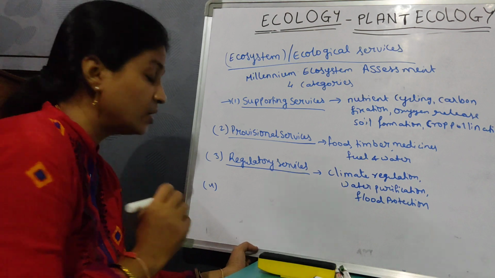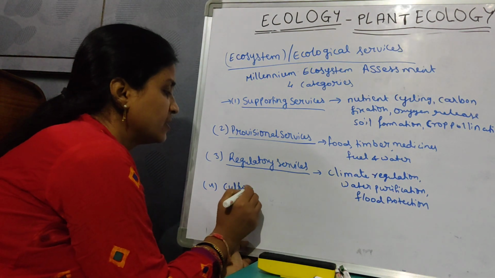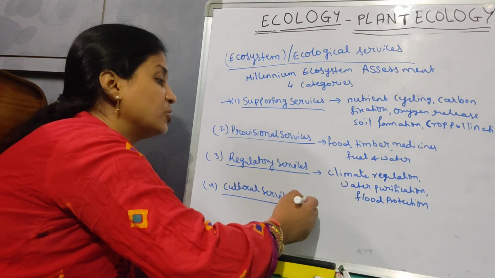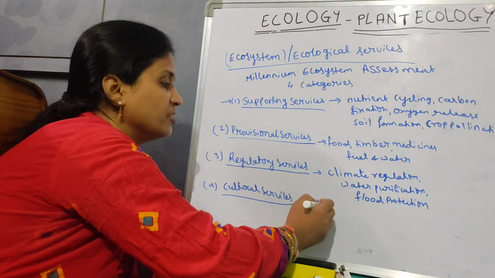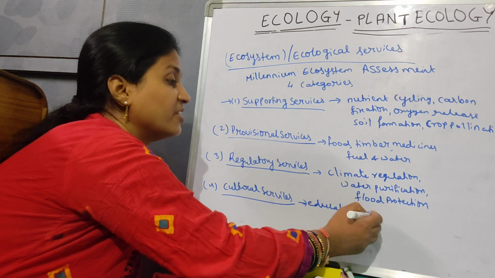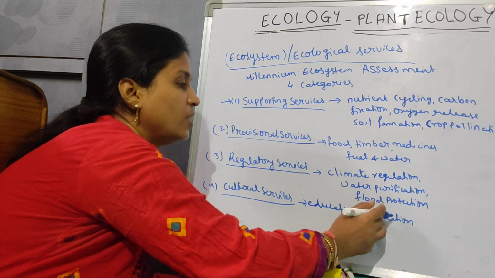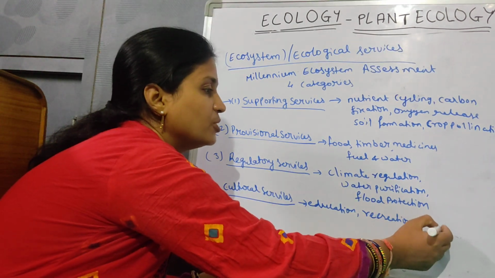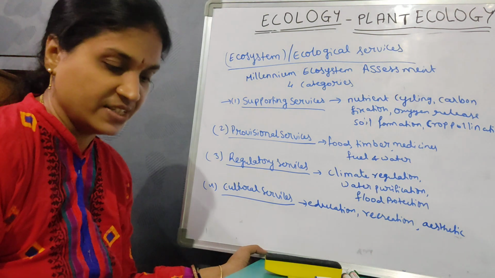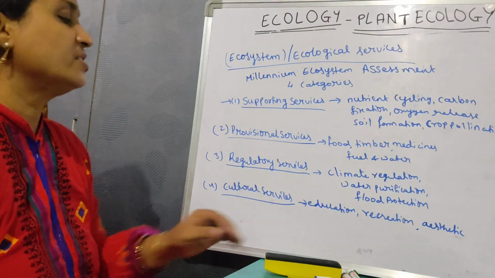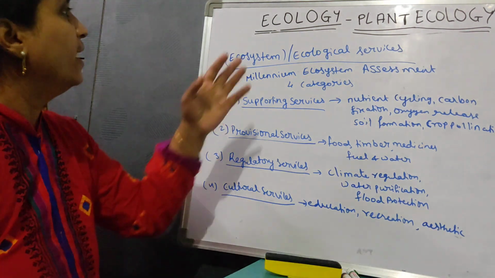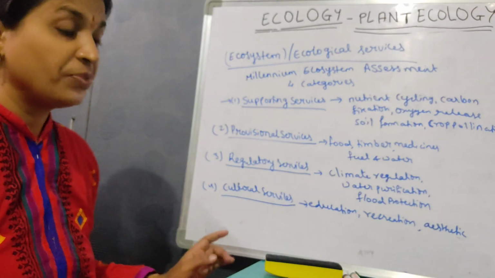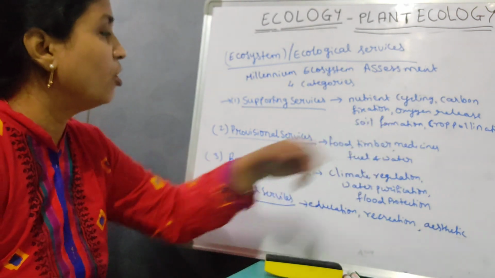Coming on to the fourth one, cultural services. Nature not only gives us provisions and support, and regulates, but it also gives us cultural value, education, recreation, happiness, aesthetic feelings and emotions. That aesthetic value is also given by these ecological services. So these are the 4 types of ecological services.